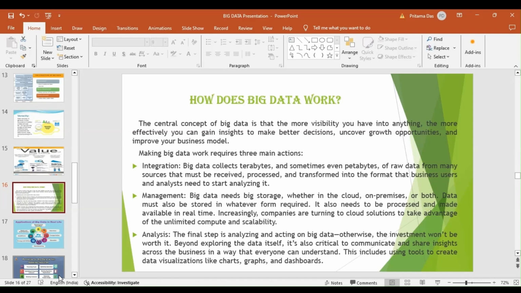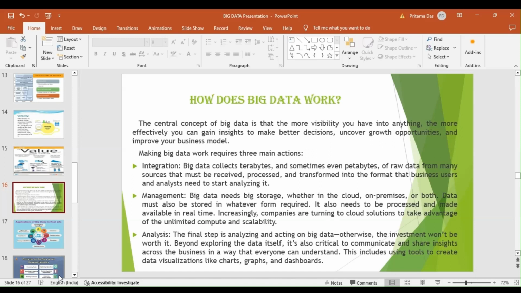So next one is manage the data, that is management. Big data needs big storage, whether in the cloud, on premises, or both, because here we talk about the large volume of data sets. So obviously it needs big storage. Data must also be stored in whatever form required. It also needs to be processed and made available in real time. Increasingly, companies are turning to cloud solutions to take advantage of the ultimate compute and scalability.